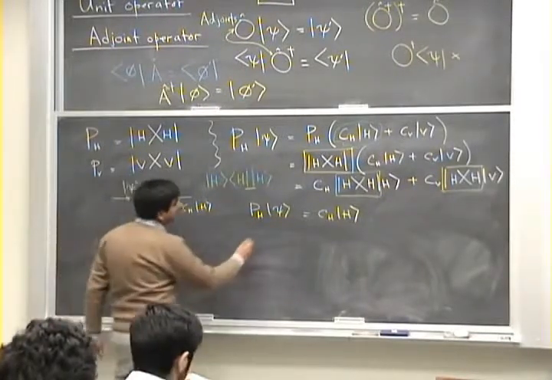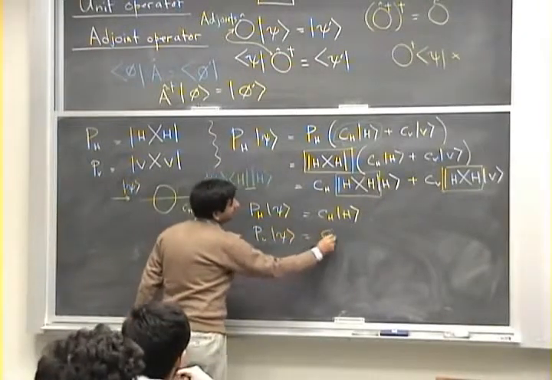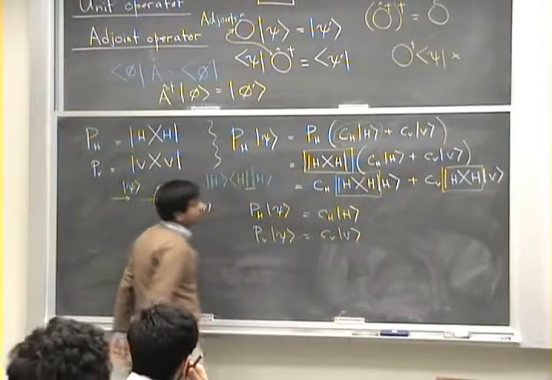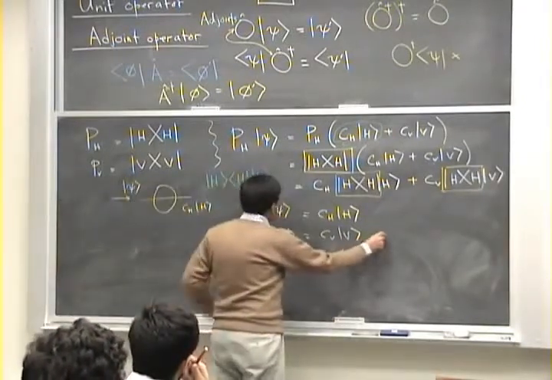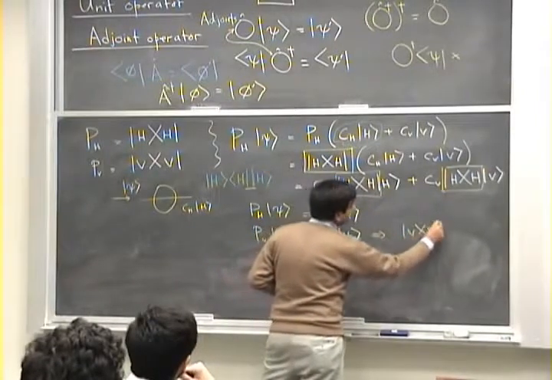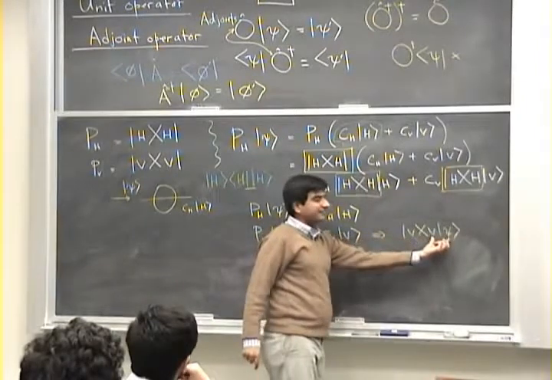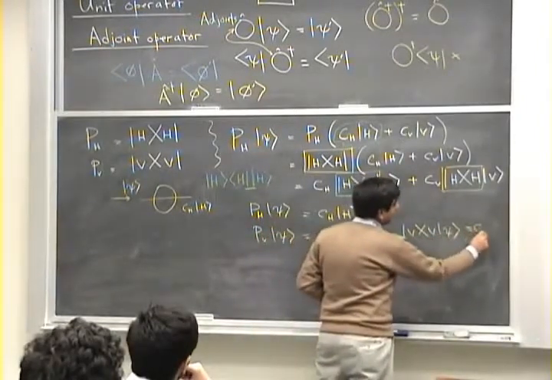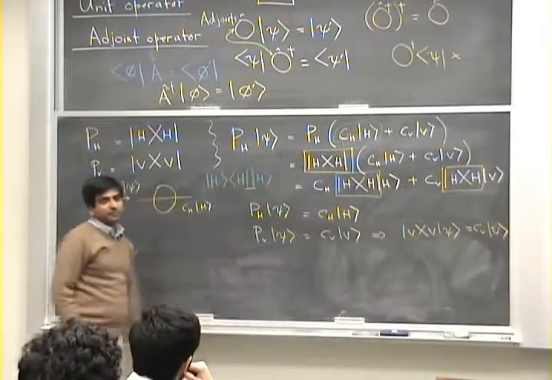Likewise, the vertical operator is just going to produce CV ket V as the output. And it's clear. P V acting on psi is just ket V, bra V acting on this state. Now this is a number which is equal to CV, and I get CV ket V as the output. So this is a vertical polarization.